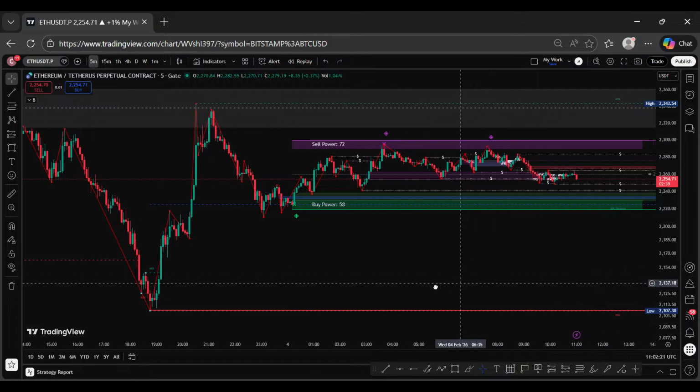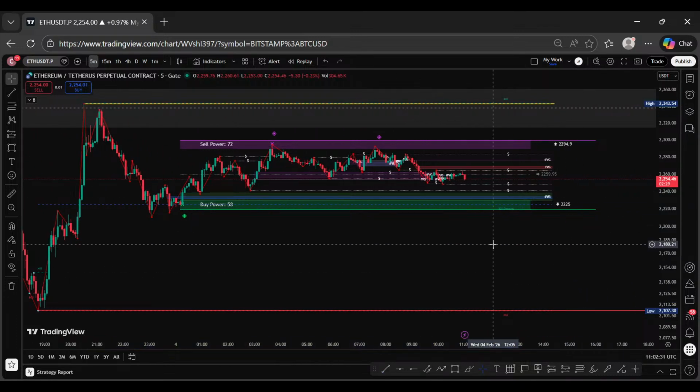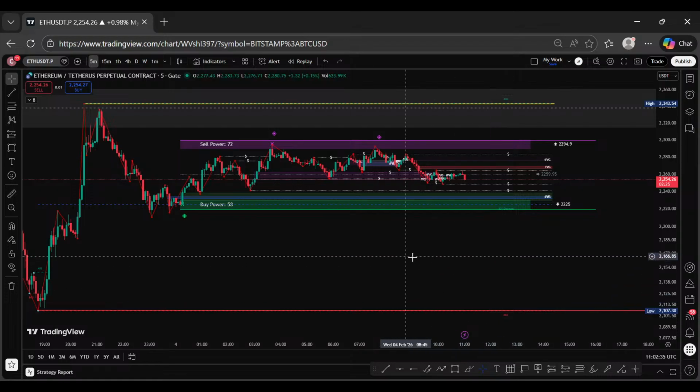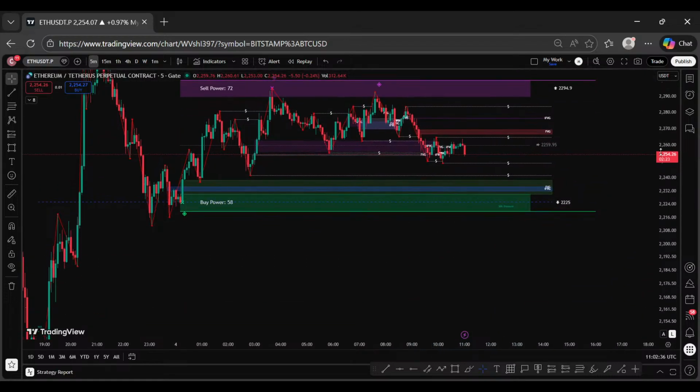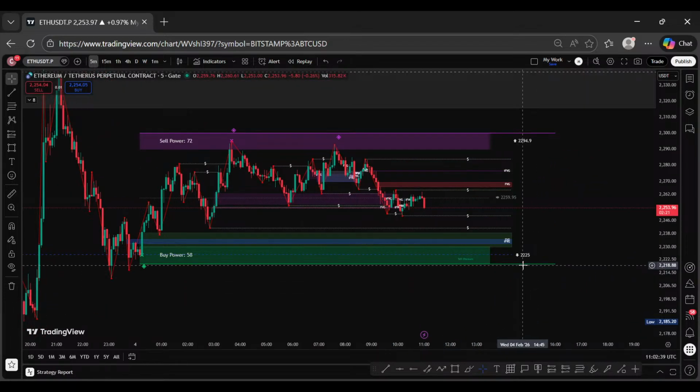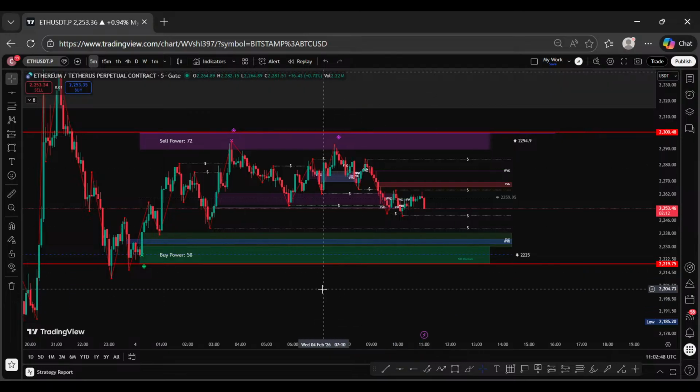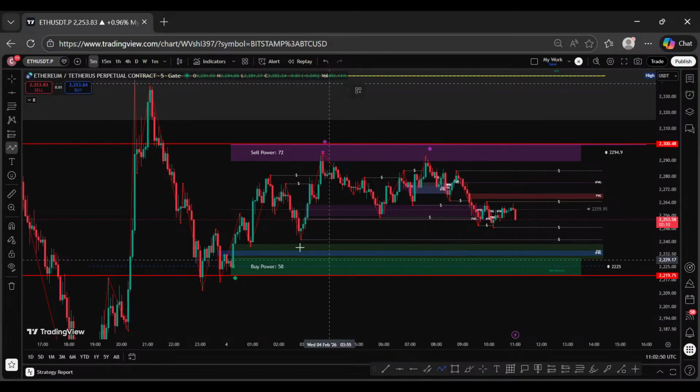Let's go and check the 5-minute. Okay, this is our break of structure. This is our market structure shift, and in between we have found the support level. This is our support, and this is our resistance.